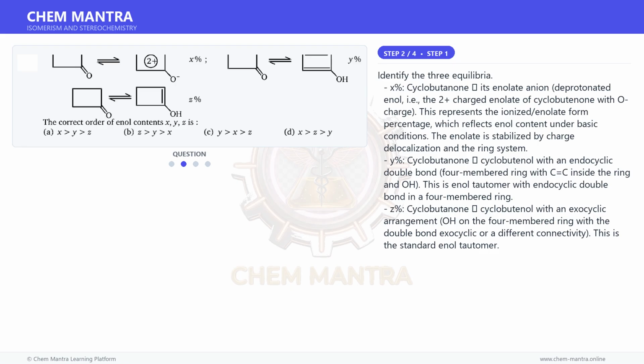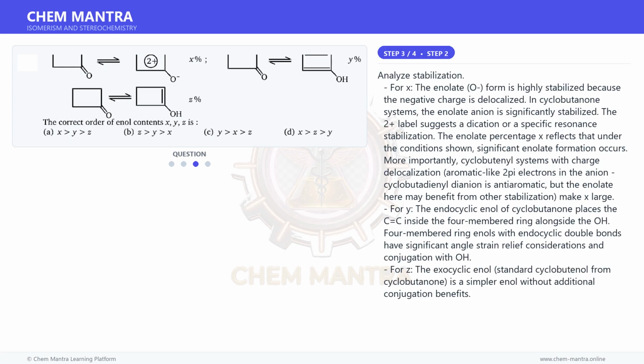Cyclobutenol with an endocyclic double bond, a four-membered ring with C=C inside the ring and O. This is the enol tautomer with an endocyclic double bond in a four-membered ring. Z% cyclobutenol with an exocyclic arrangement, on the four-membered ring with the double bond exocyclic or different connectivity. This is the standard enol tautomer. Moving on to the next step.